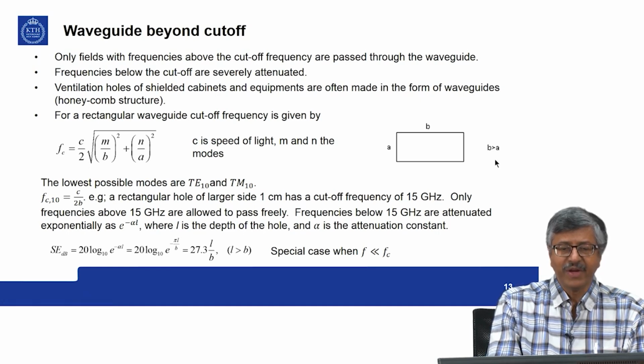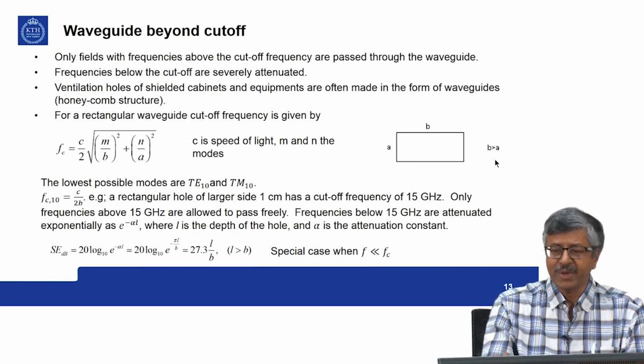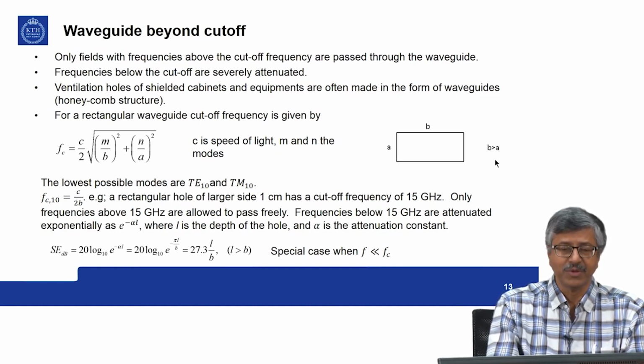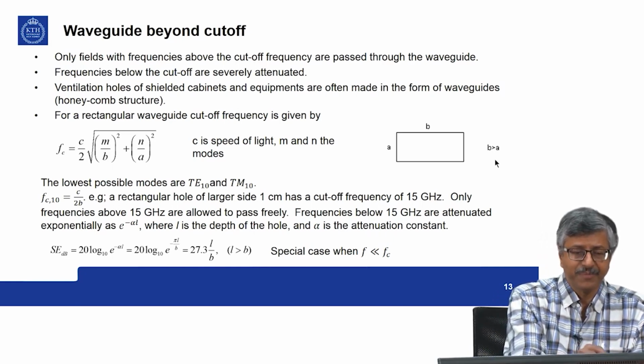Only fields with frequencies above a particular cutoff frequency are passed through the waveguides, and all those frequencies below that cutoff frequency will be attenuated. So, what will be those cutoff frequency? From the theory of electromagnetics, you can find it in electromagnetic textbooks. That frequency is given by this formula.